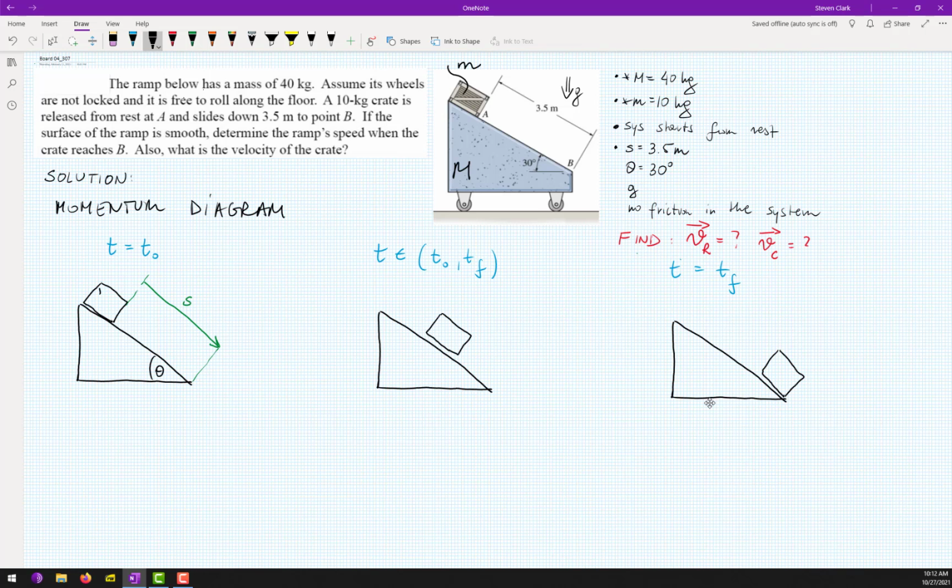So you guys can just write that this is big M, and this guy has MVC0, let's say. C for crate, okay? C, crate. And this one will be MVR0, which is also 0. So R for ramp. Okay, system starts from rest.